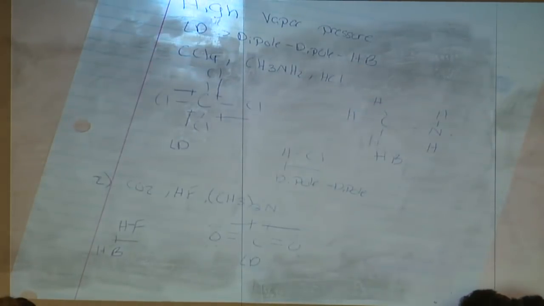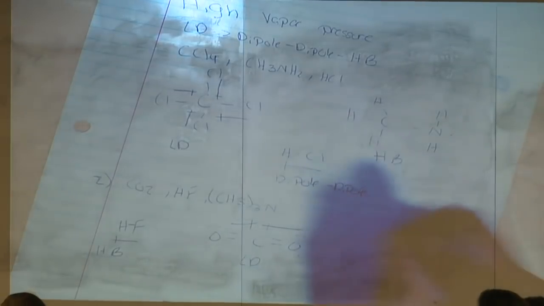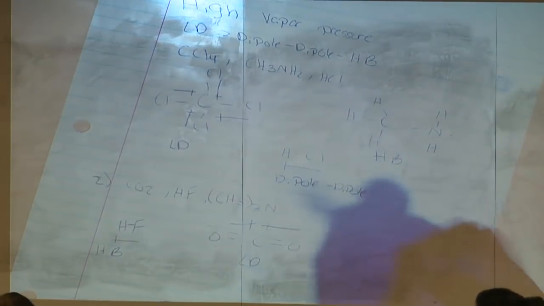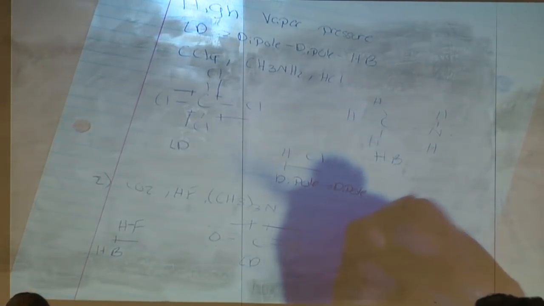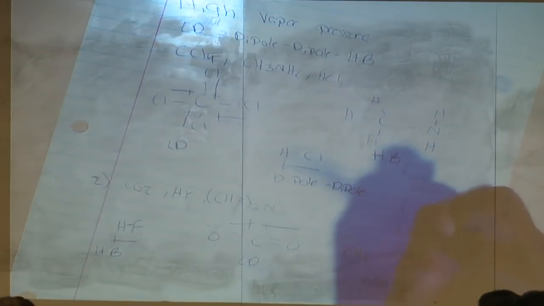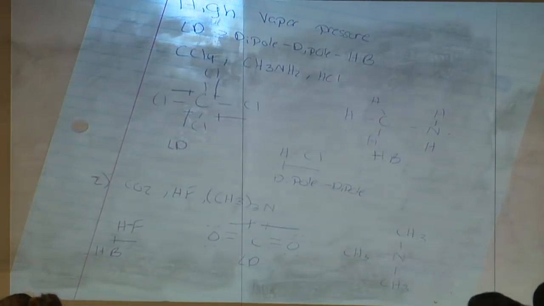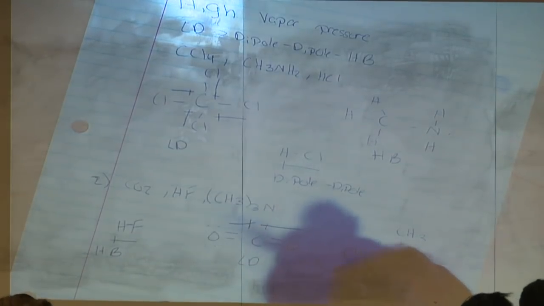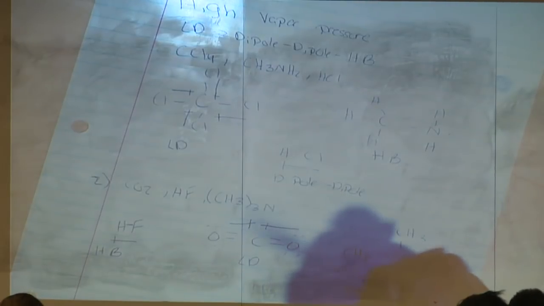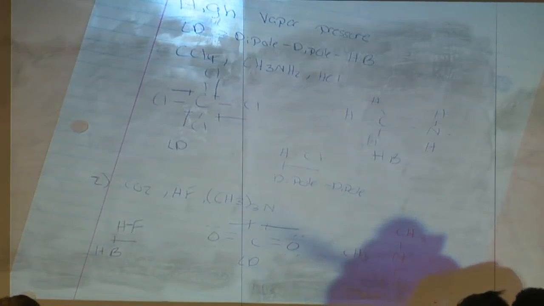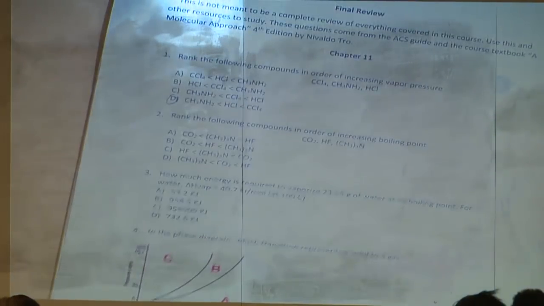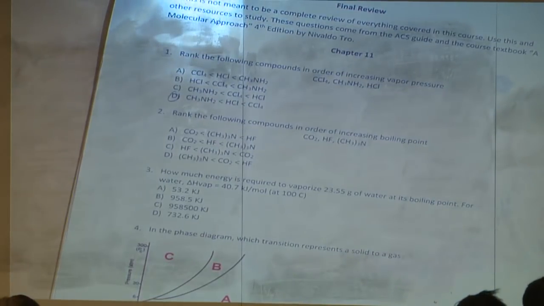And then we have CH3N. So we have N. So even though there's nitrogen and hydrogen, they're not directly bonded to each other. So this isn't hydrogen bonding, this is just dipole-dipole. That means the answer should be A.